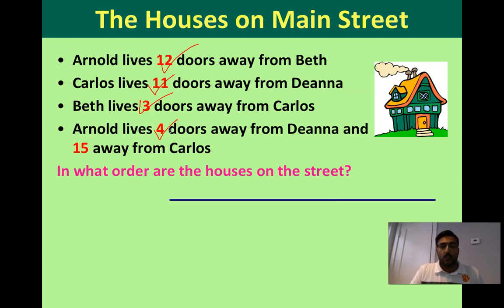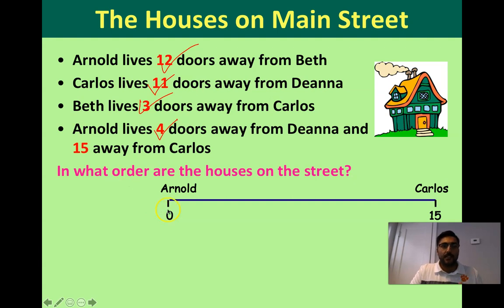Well, start with your furthest apart. So Arnold is going to be 15 doors down from Carlos. That's my largest gap. Out of all the information I was given, Arnold and Carlos are 15 doors apart. So I'm always going to start with my furthest apart. So Arnold and Carlos are 15 doors apart.